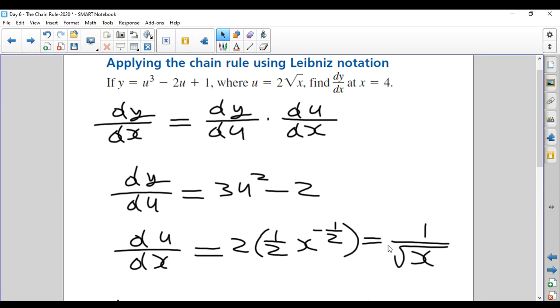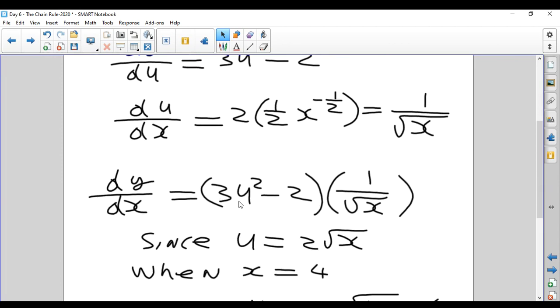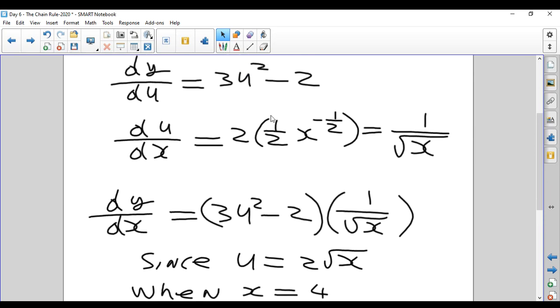That's your second derivative. So your first derivative is the 3u squared minus 2. And your other derivative, du/dx, is the 1 over the square root of x. So those are two derivatives that are relating two variables. And now we have to combine them by multiplication. So remember that dy/dx is dy/du multiplied by du/dx. That's what's up here. So that's what the next line is going to say. We have the 3u squared minus 2. That's this line. And we're multiplying that by 1 over the square root of x, which is this line.